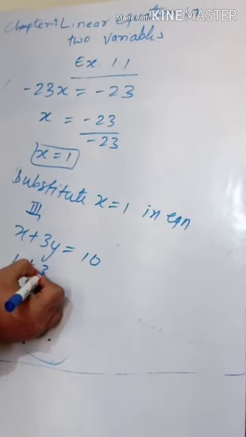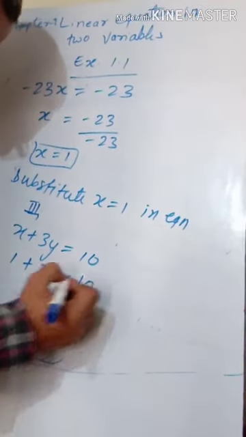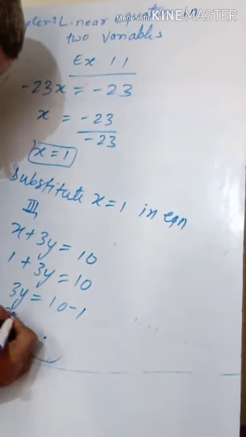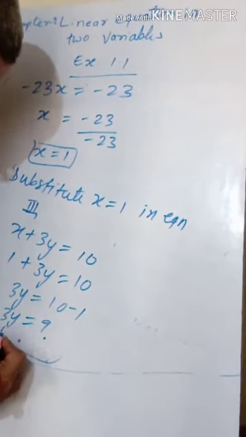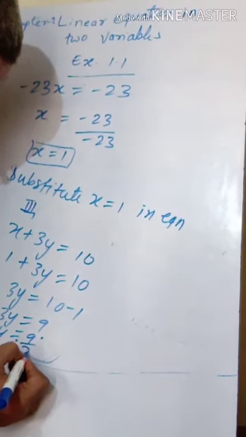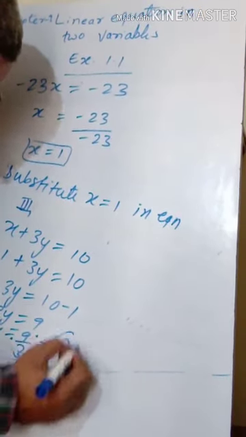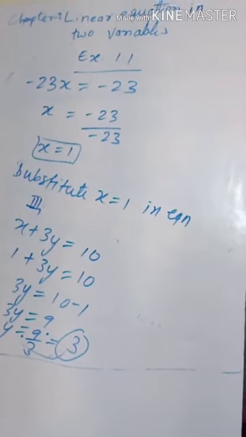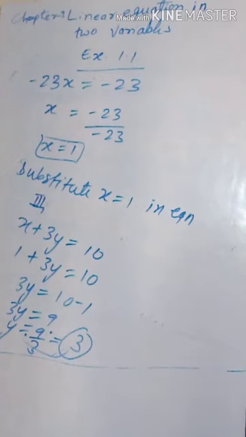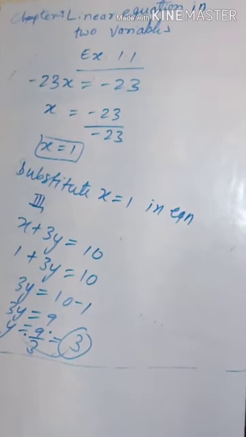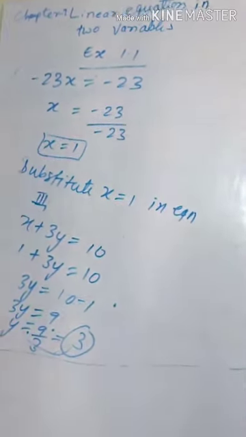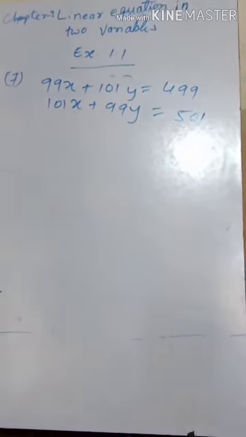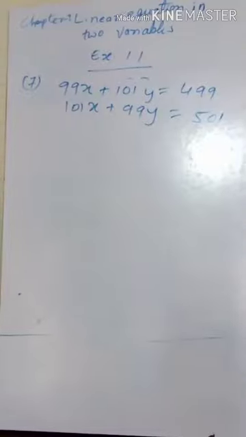1 plus 3y is equal to 10. 3y is equal to 10 minus 1. 3y is equal to 9. y is equal to 9 divided by 3, that is 3. The value of x is equal to 1 and the value of y is equal to 3. The solution of the equation is 1 and 3. So students, now we are going to solve the next sum, that is sum number 7.